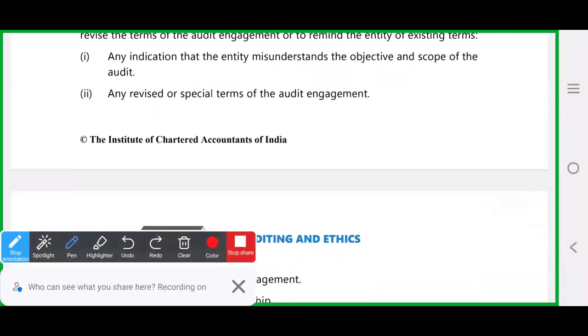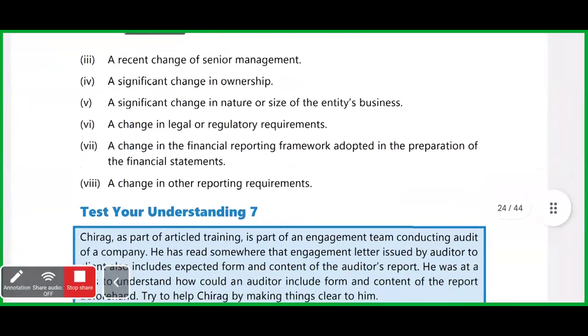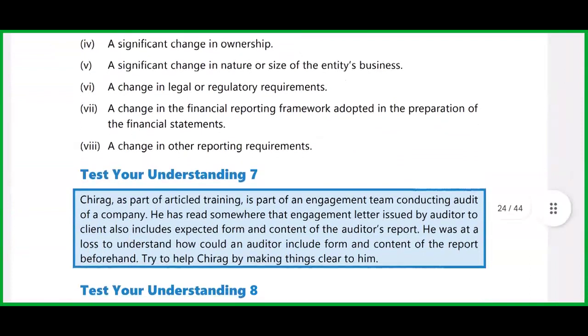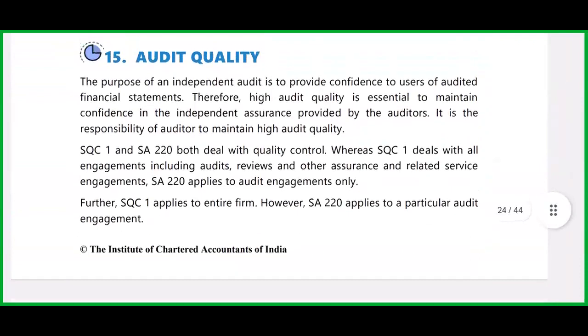the audit engagement letter. First, if there is any misunderstanding, in that case the auditor can change. If there is any revision for special terms required, if there is a change in significant management, if there is a significant change in ownership, nature, size, or entity's business, if there is a change in legal or regulatory requirements, if there is any change in the financial reporting framework, or if there is a change in any other reporting requirement. In that case, changing the engagement letter is very, very important, or else no.